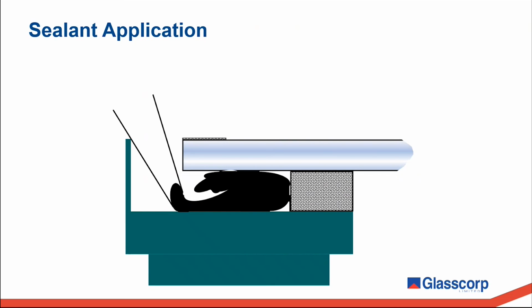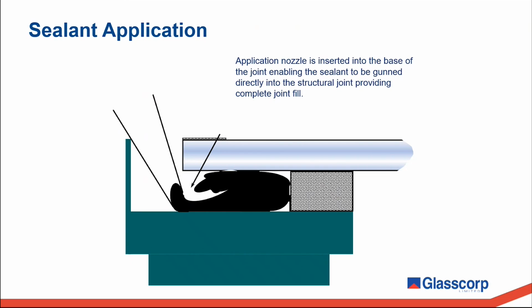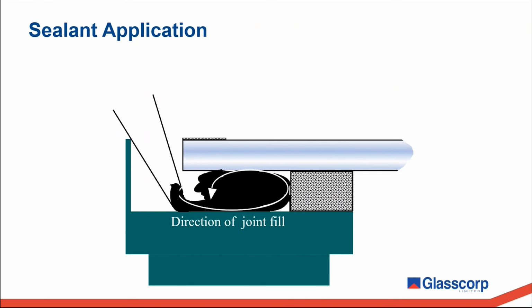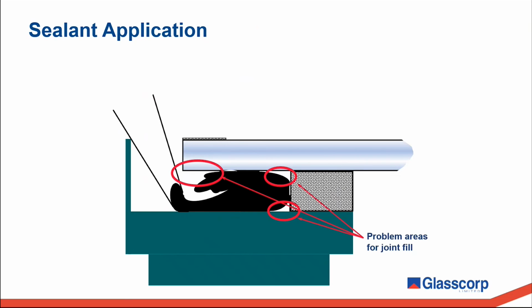Let's just take a closer look at the actual sealant application. So in this example, just for clarity, we have a single glazed panel being structurally glazed into an L-joint style structural joint. The application nozzle is inserted into the base of the joint to allow the sealant to be gunned directly into the structural joint, so complete joint fill can be achieved. This shows the direction that sealant will tend to flow when being applied, and the parts of the joint where complete joint fill can be difficult to achieve. Attention should be paid to this.